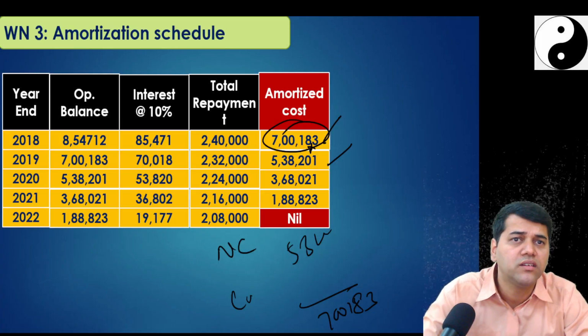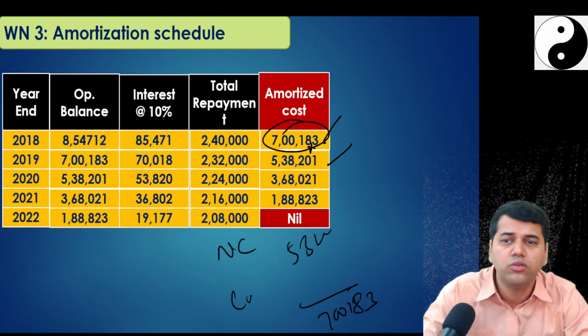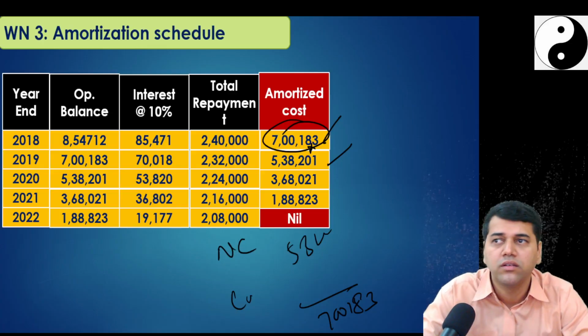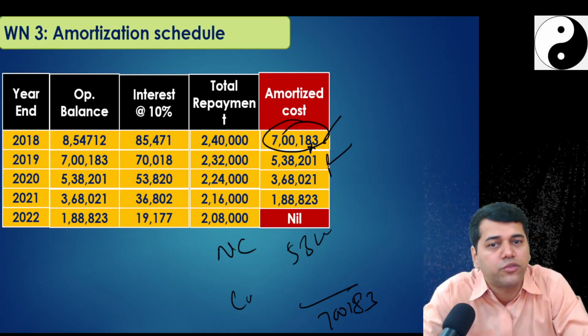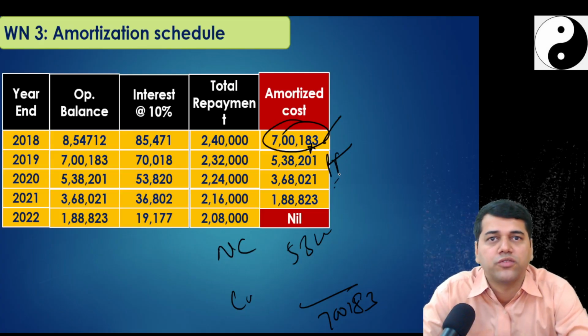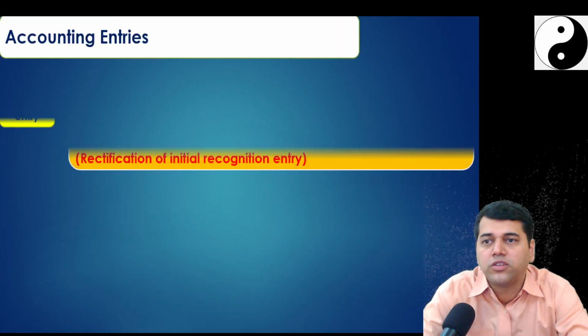Why can't I? 2,22,000, how did you get? No, don't get into that, because these are all the present values, present value of the future cash flows. Okay. So next, accounting entry.